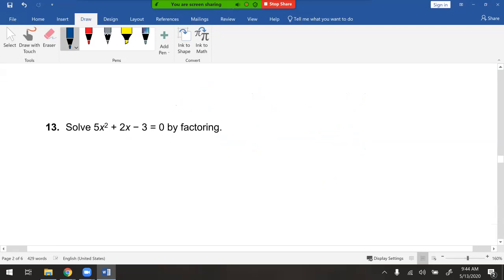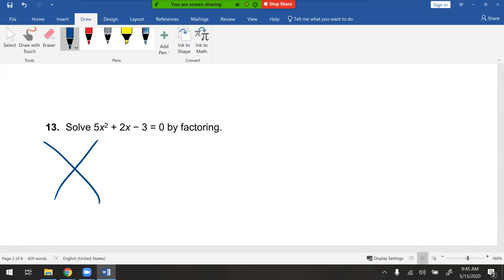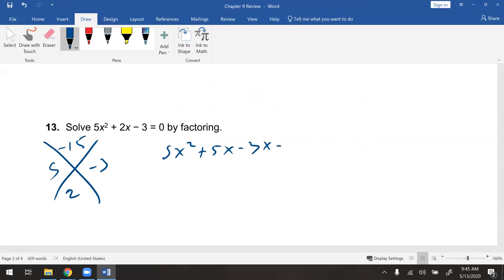Here we go. Solve this by factoring. Yes, magic x. Again, negative 15, positive 2. Okay, 5 and negative 3. So here we go. 5x squared plus 5x minus 3x minus 3. And then I group up 2 at a time. And I need to see what I can take out. So from here, I can take out a 5 and an x.